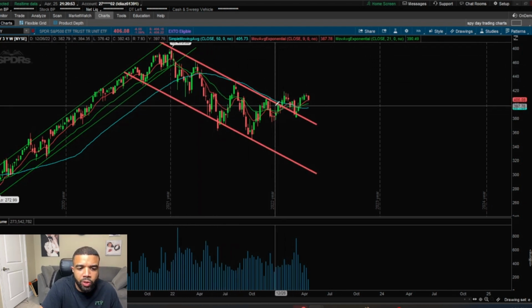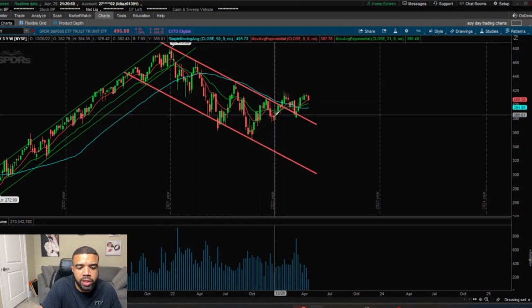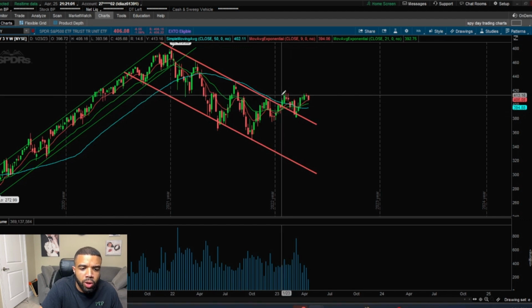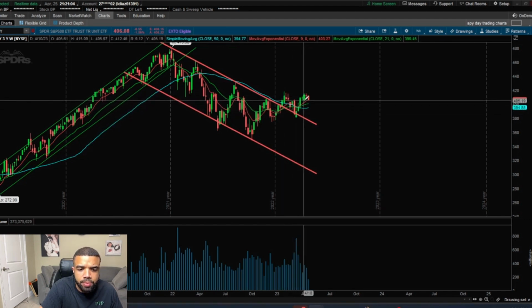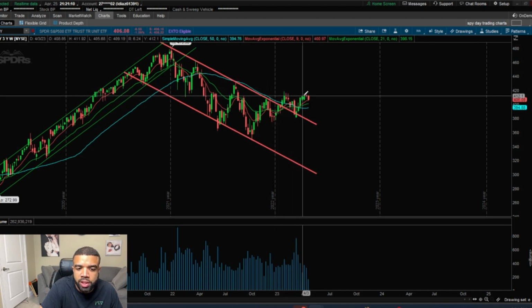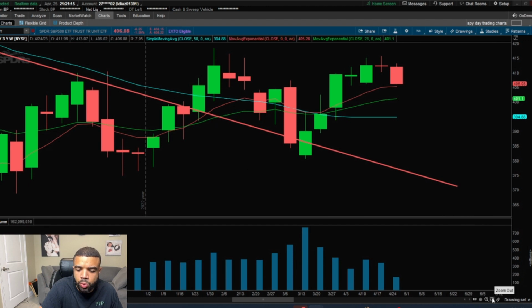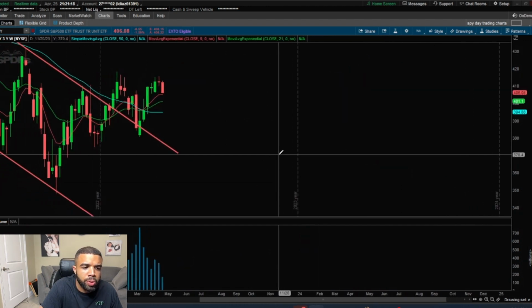The beginning of 2023 is right here. So we broke out of this downtrend of 2022. We broke out, we have this retest, and we failed to make a higher high. This is exactly what I wanted to point out. So let's zoom in here, right?